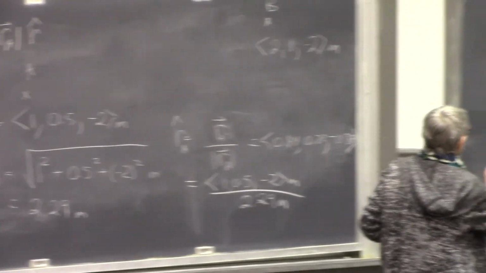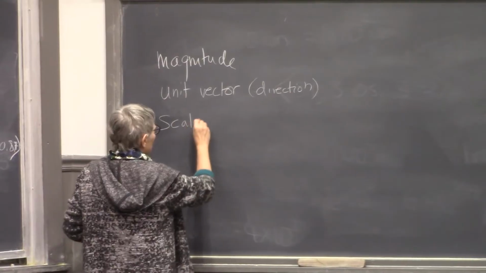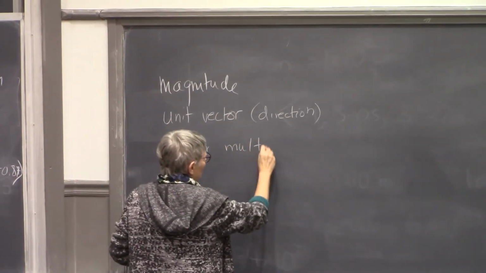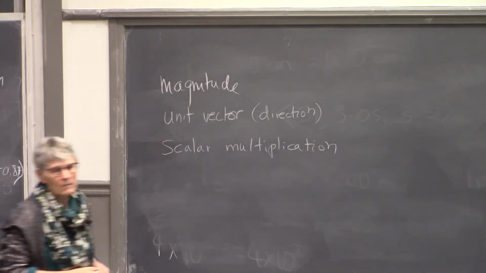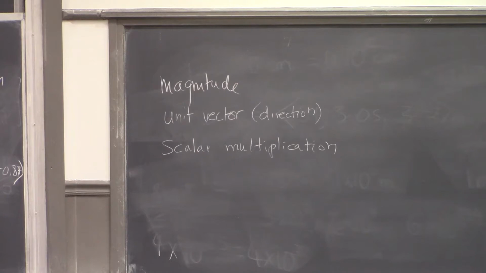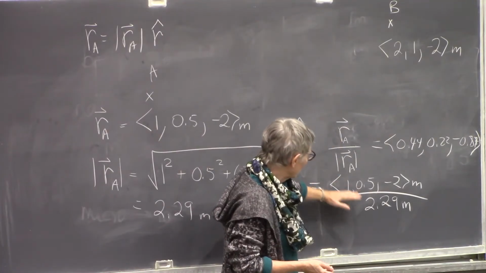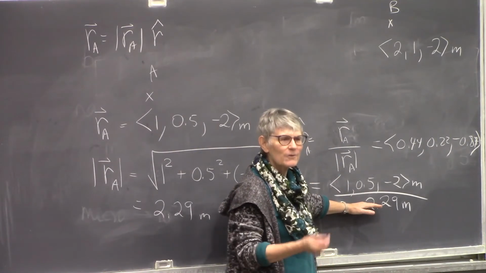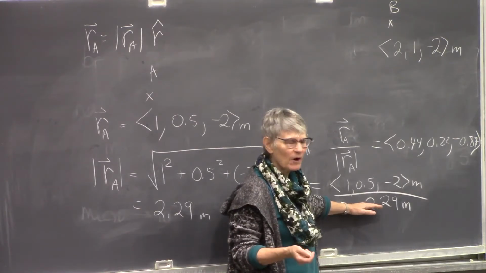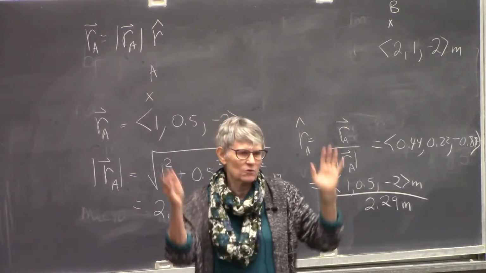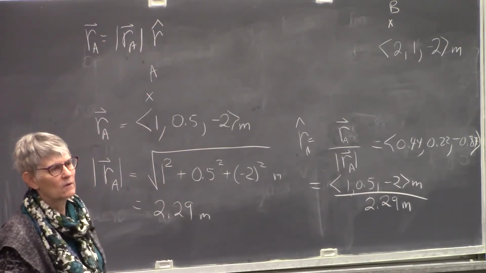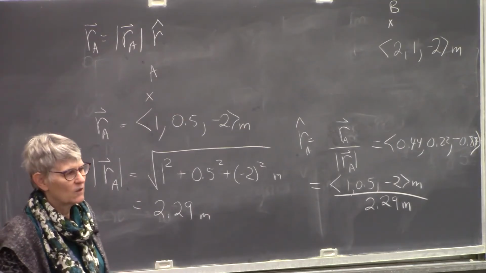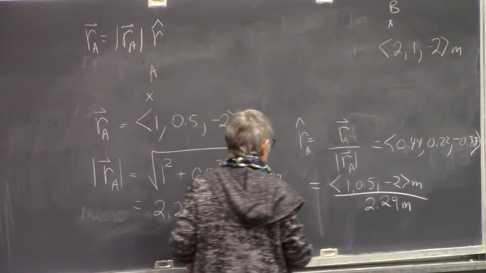We can multiply by a scalar. And in fact, this basically is a form of scalar multiplication because we took the vector r sub a and we multiplied by 1 over its magnitude. So we're multiplying by a scalar to get this unit vector. We're scaling it down to... What else can we do with vectors? Well, we can add and subtract them. And that's going to be important in this course.